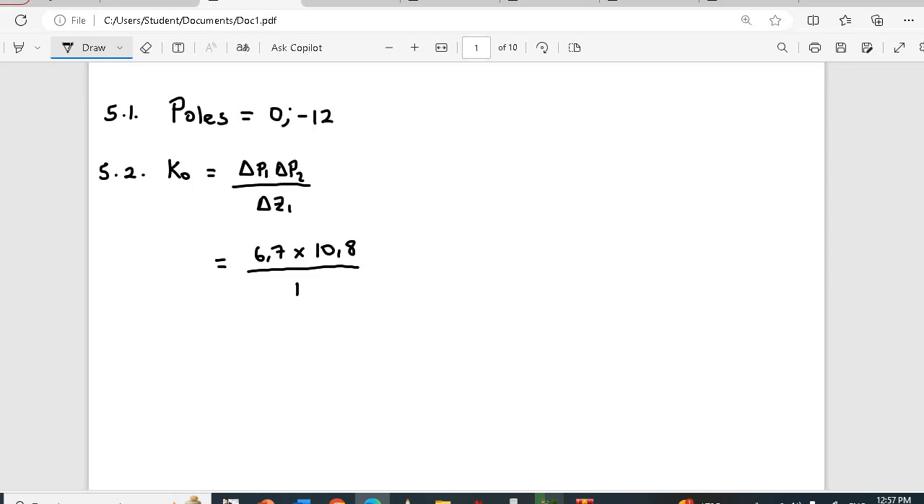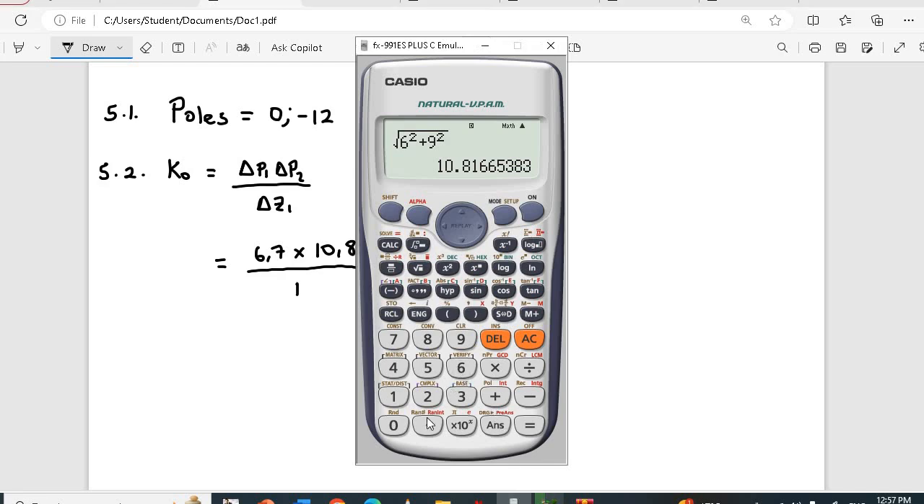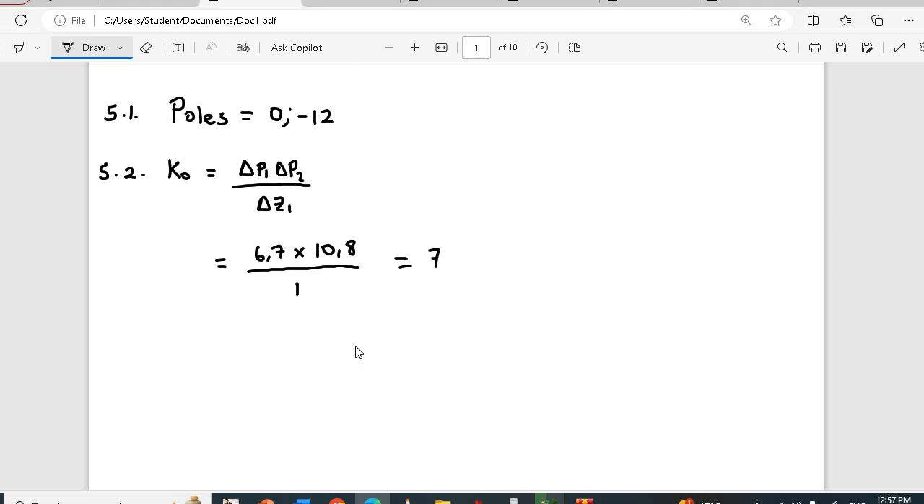Then I'm going to put that in the calculator. 6.7 times 10.8. I don't have to put divide by 1 because we know it's not there. So my answer is 72.36. That one you can write as is because we did not measure that one, we calculated it. See, that's how you calculate your sensitivity constant.